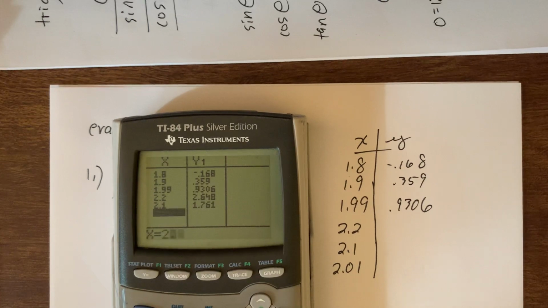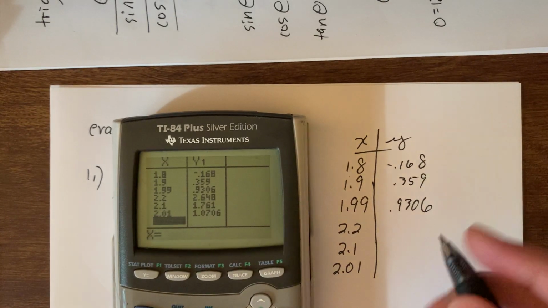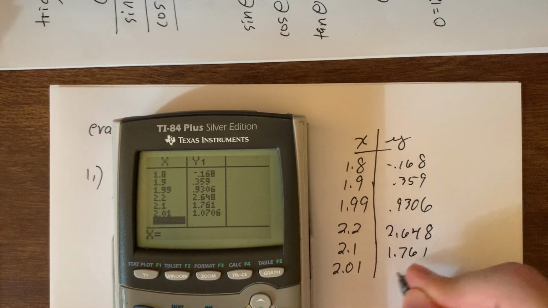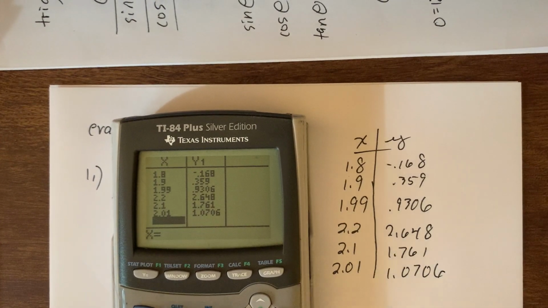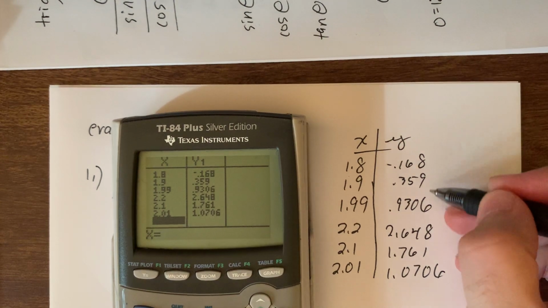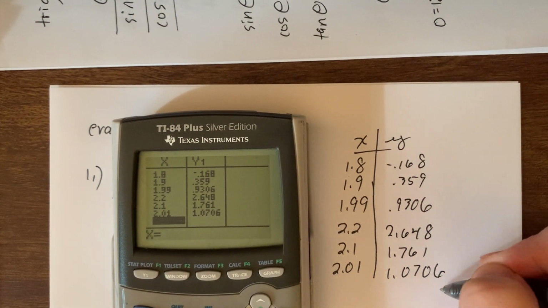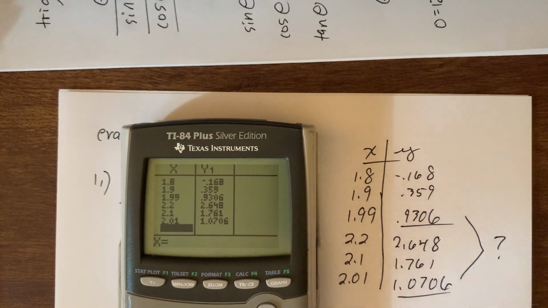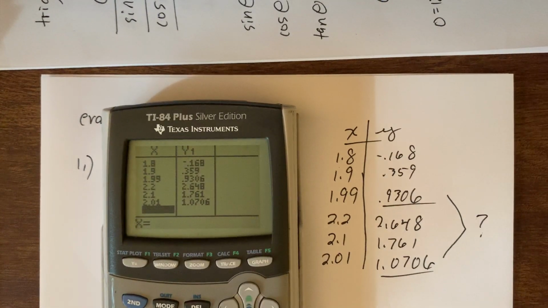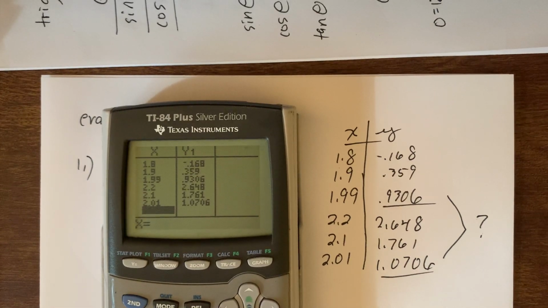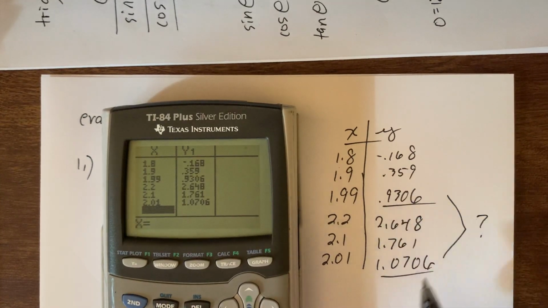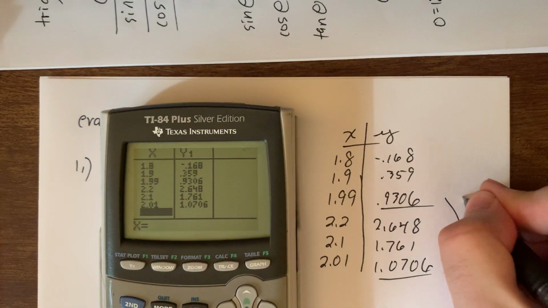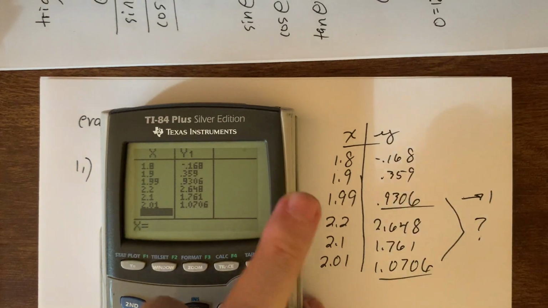2.2, 2.1, 2.01. And I get 2.648, 1.761, 1.0706. So here my y's are getting bigger. Here my y's are getting smaller. Are my y's closing in on anything? And maybe some of you are already seeing it. Well, 0.93, 1.07, a little less than 1, a little bigger than 1, it looks like we're honing in on a y value of 1.